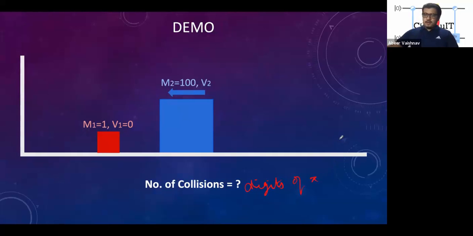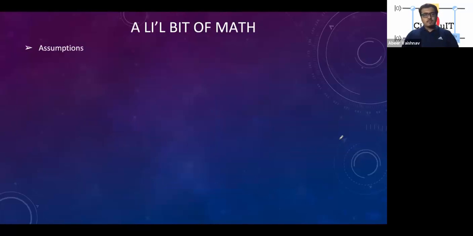Now, how can we see this in terms of the mathematical concepts related to Grover's search? Let's find that out. So we need to make a few assumptions first. Let's assume that we have a set of n blocks, each with the same mass, m.